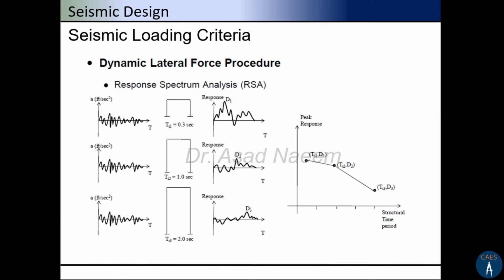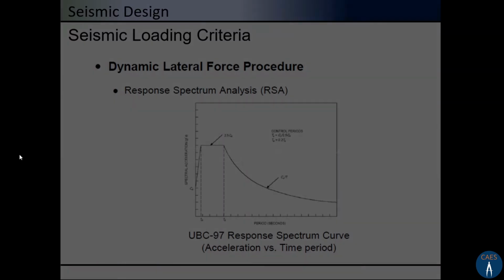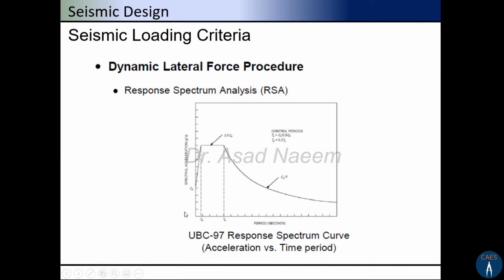under the seismic loads. So this is another type of procedure, between static and dynamic, to analyze the structure under seismic loadings. This is a response spectrum analysis based on the UBC 97 curve, which provides values in the code for different site conditions, and then we can plot this curve and apply it on the building structure to calculate its response.